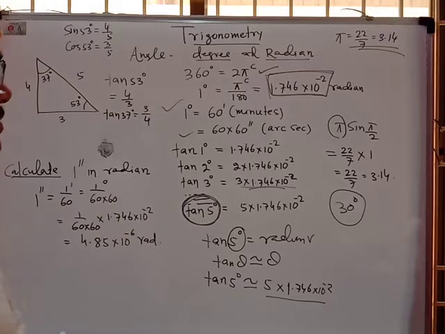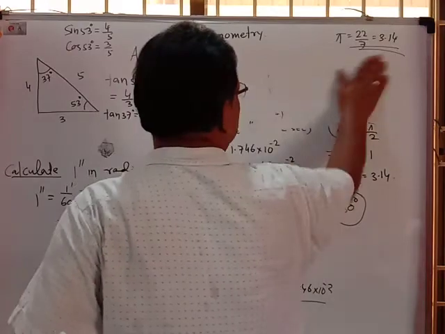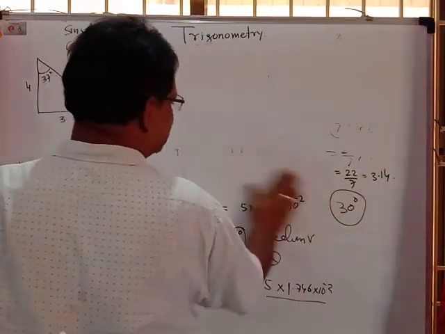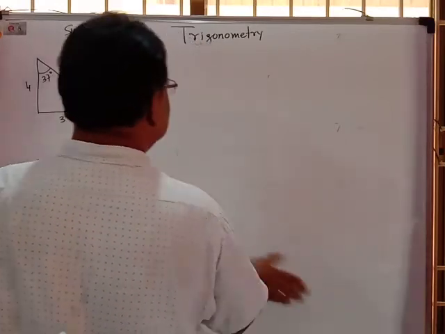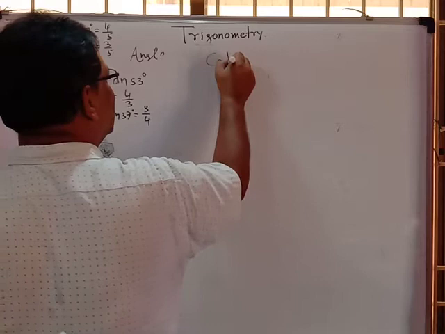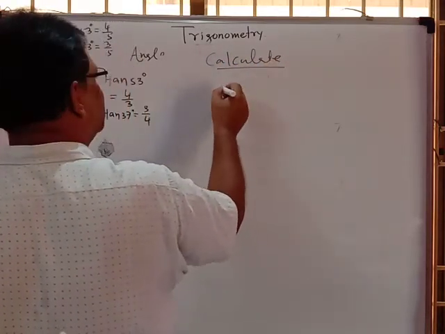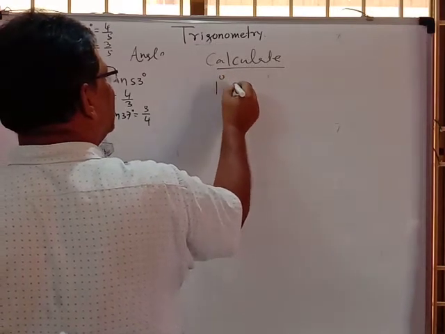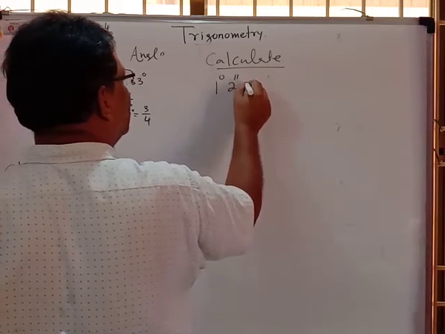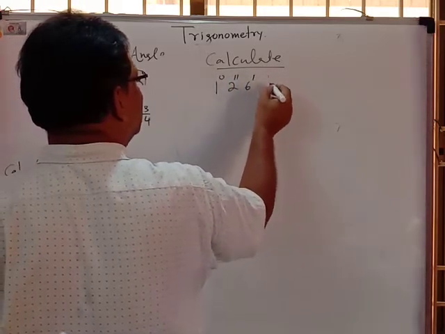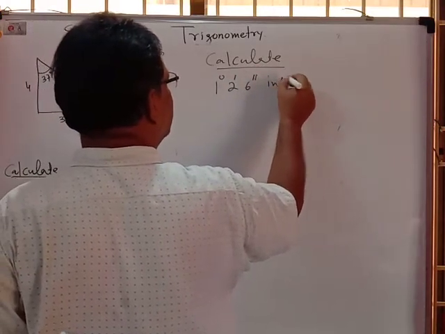In that manner, you have to find the values for different angles. I am giving you homework on how the different angles are to be calculated. Question one: calculate 1 degree, 2 minute, 6 second into radian.